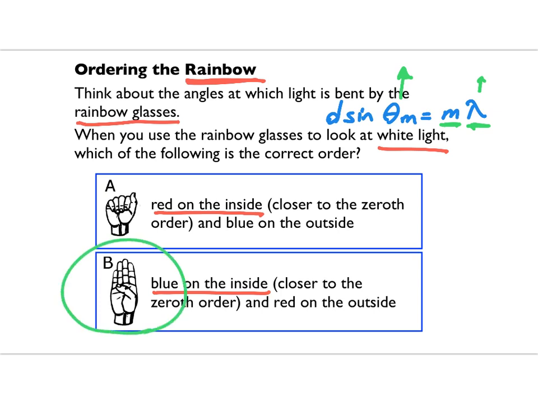And blue on the inside and red on the outside sounds like, I don't know, some sort of a metaphor or some sort of a poem like that. But in this case, that's the way the rainbow is going to appear.